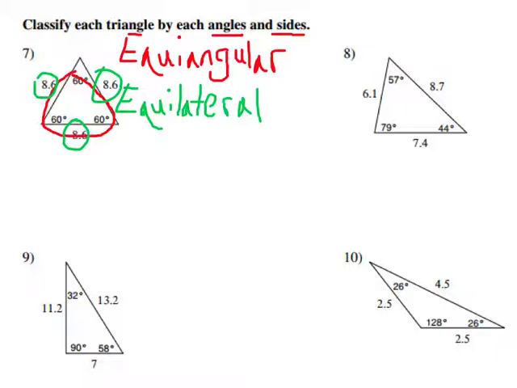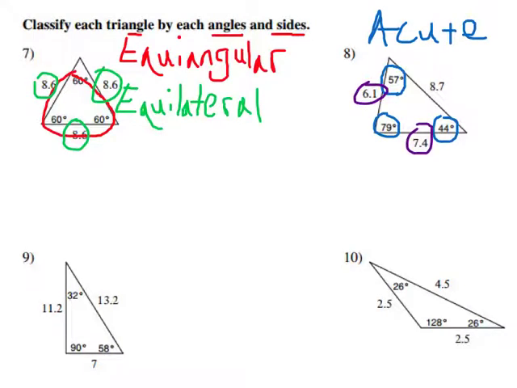So let's look at the angles first. We've got 57, 79, 44. These are all acute angles, so this is an acute triangle. Alright, now let's look at its sides. We've got 6.1, 7.4, 8.7. None of these are congruent, so this is a scalene triangle. So it is acute and scalene. Let's move on to number 9.